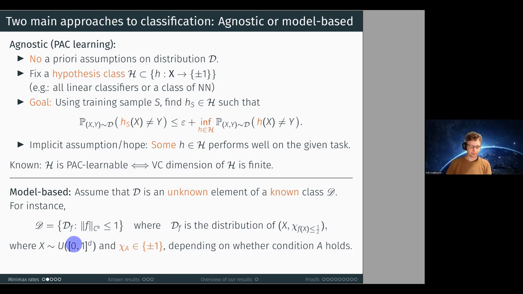So, what is this weird chi? In this lecture I always write chi, or chi, to have an indicator variable which takes values in plus minus one, and I write a fat one when we actually have values in zero and one. So this is just to fix notation.